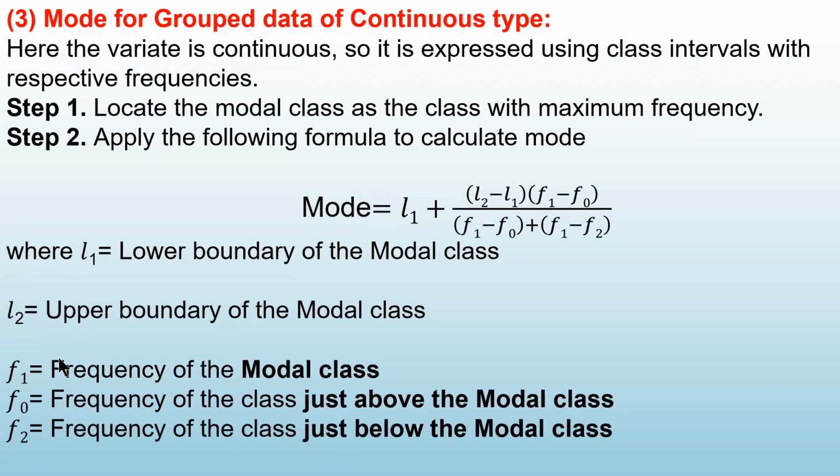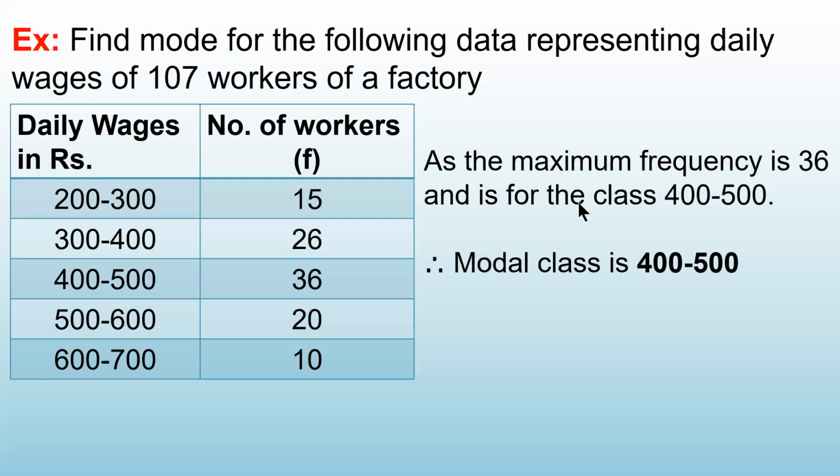And then once we have found out what is L1, L2, F1, F0 and F2, just put it in the formula and find the value of it. So let us solve one problem, then only you will understand. So let us take one problem to find the mode. Look at this. Find mode for the following data representing daily wages of 107 workers of a factory.